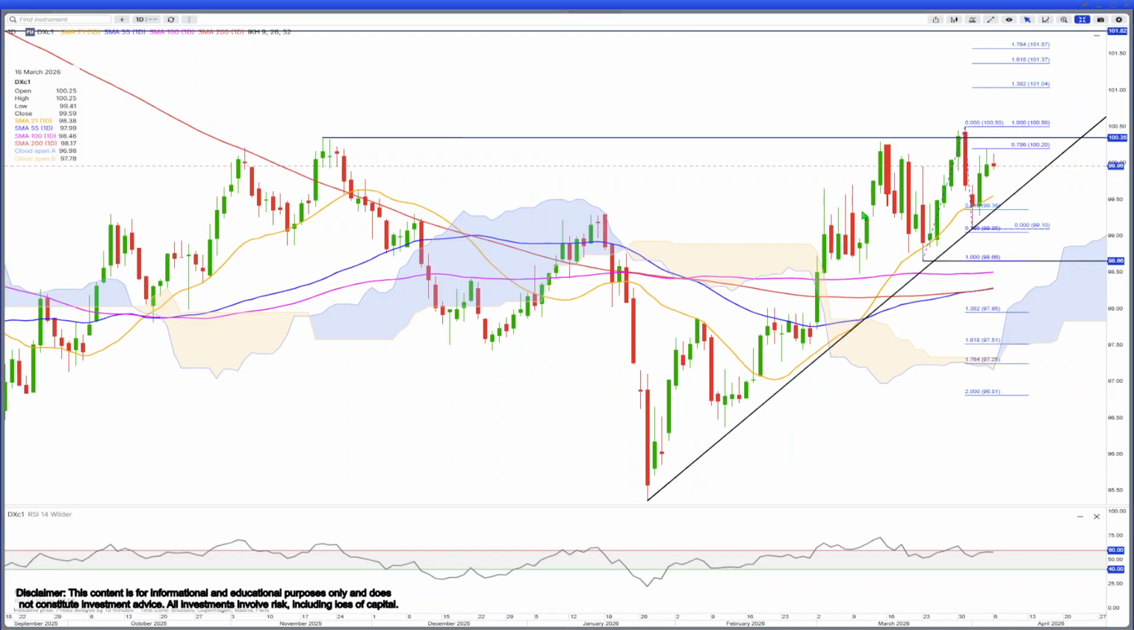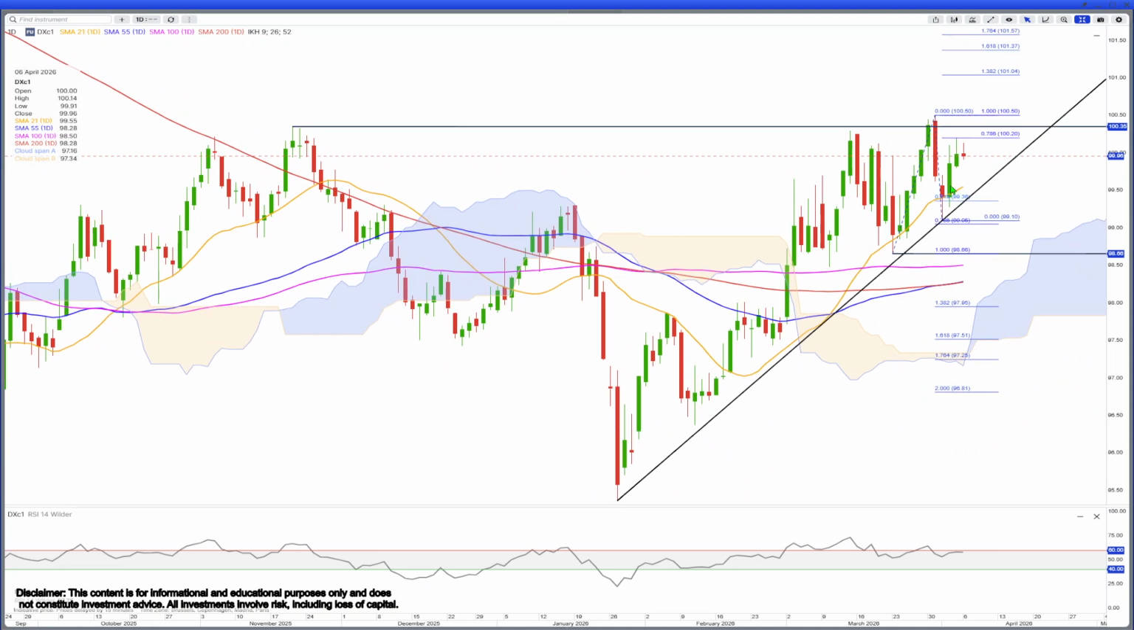The dollar index pushed up to the 786 retracement there at 100.20, then sitting back a little bit. If it takes it out, then I also think we'll take out the 100.50 here and push up to around 101 could be seen. But for now, I would expect it to sit back a little bit, maybe testing the rising trend line there before the next push higher.